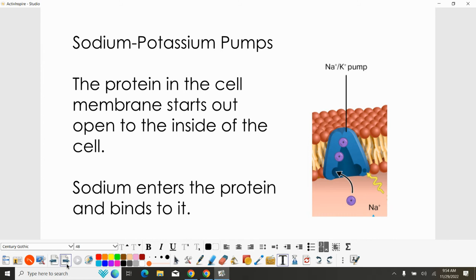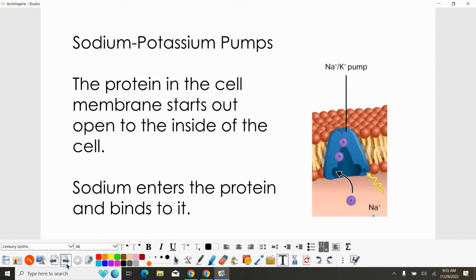We're going to look at three processes as examples of active transport. We're going to look at sodium-potassium pumps. We're going to look at exocytosis and endocytosis. So like we had three forms of passive transport, simple diffusion, facilitated diffusion, and osmosis, we're going to have three forms of active transport to learn: sodium-potassium pumps, exocytosis, and endocytosis. So starting with the sodium-potassium pumps.